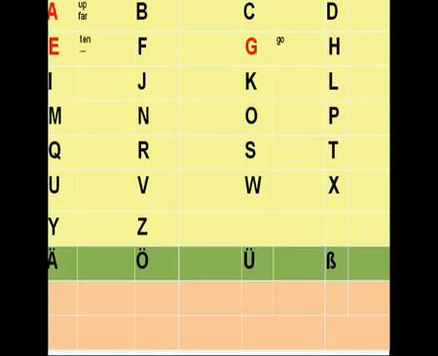Then there's the letter G. G can be pronounced in many different ways in English. In German we only pronounce it like in go. The letter I, we only pronounce it like in it or in easy as the stretched version. Then the letter J, we only pronounce it like in yes.